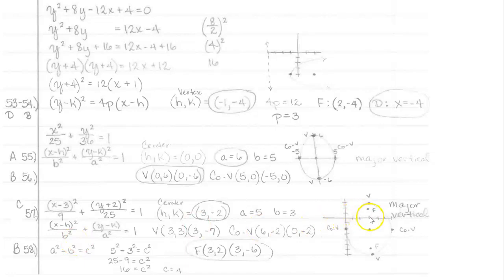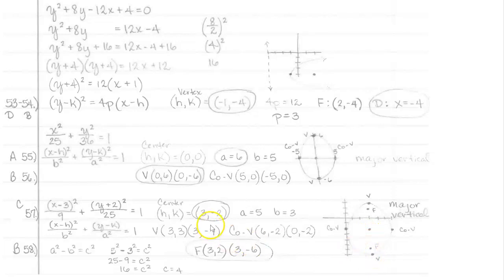So let's start over here at our center, 3, negative 2. The major axis is vertical, so we're going to go up and down to get to the endpoints of our major axis. a is the distance from my center to the endpoint of my major axis. So from right here, I'm going to go up 1, 2, 3, 4, 5, and that puts me at my vertex. And again, from right here, go down 1, 2, 3, 4, 5, and that puts me at my other vertex.